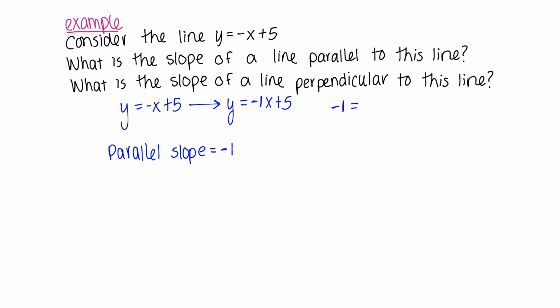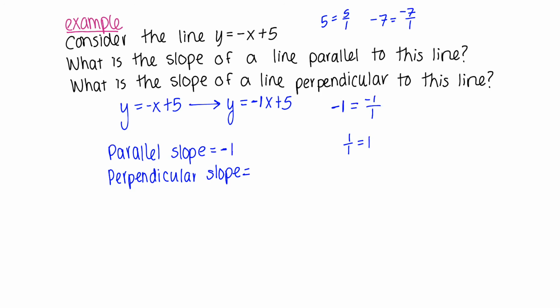-1 is the same as -1/1. So any number is itself over 1. So 5 is the same as 5/1. -7 is the same thing as -7 over 1. -1 is the same as -1 over 1. So the perpendicular slope will have an opposite sign. So instead of being negative, it's going to be positive. And then if you flip -1 over 1 upside down, you get 1 over 1. But 1 over 1 is just 1. So the parallel slope is -1 and the perpendicular slope is +1.